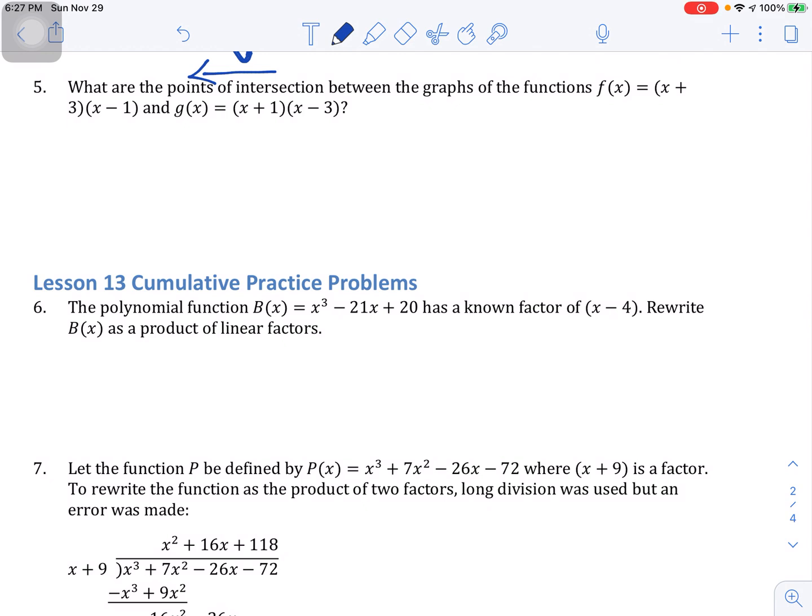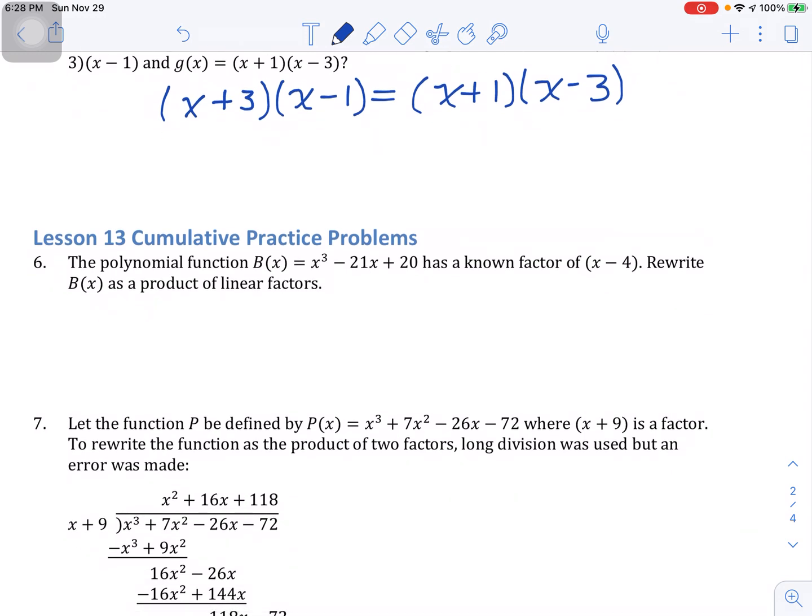Number 5, what are the points of intersection? Okay, so this one is kind of interesting. F and G look almost the same. We have x plus 3 and then x minus 1. And then over here we have x plus 1 and then x minus 3. So they're almost identical. The signs are different, though. So there's a couple of things we could do here, but I'm just going to multiply them out.